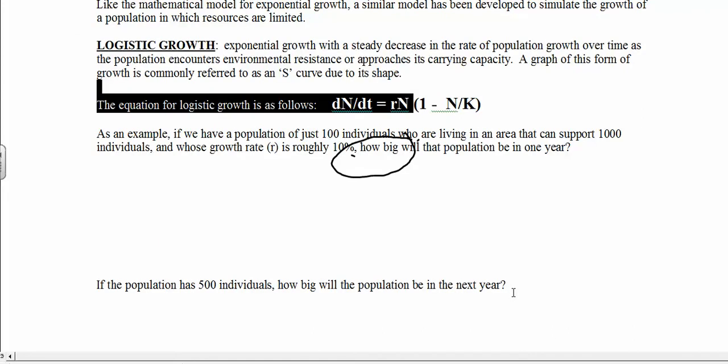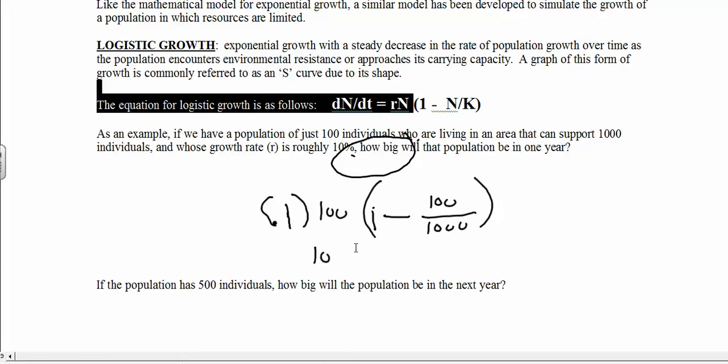If you have a population of 100 individuals, and they're living in an area that could support 1,000 individuals, and the growth rate is 10%. So r is 10%, so using the equation, I'm going to do 0.1 for r. N is 100 individuals, and then this 1 minus N, which is 100, over K, which is 1,000. That's the carrying capacity. Now, if I do this out, 0.1 times 100 is going to give me 10 individuals.